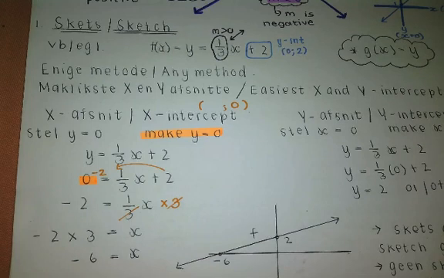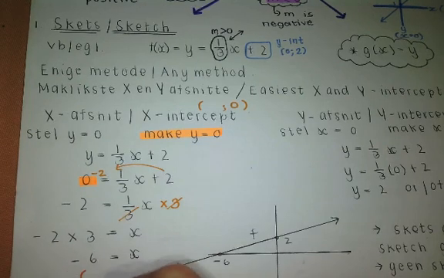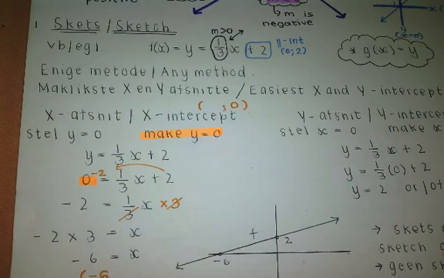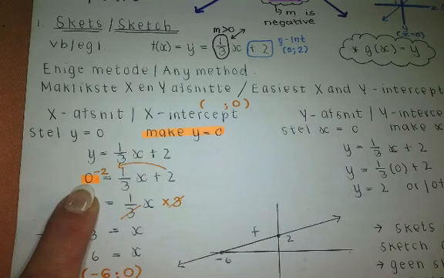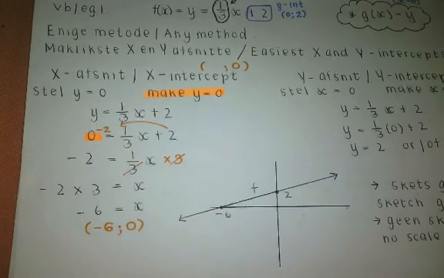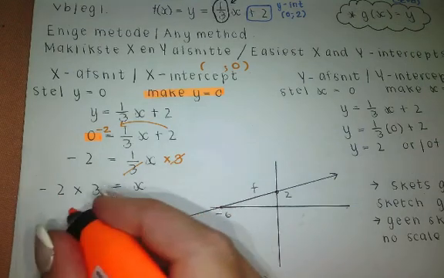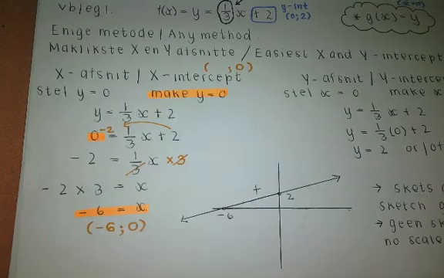When you're done, just getting used to proper notation in graphs, write your coordinate down. This coordinate is going to be negative 6 and 0, because x's value comes first. We substituted in 0, and 0's friend is negative 6.